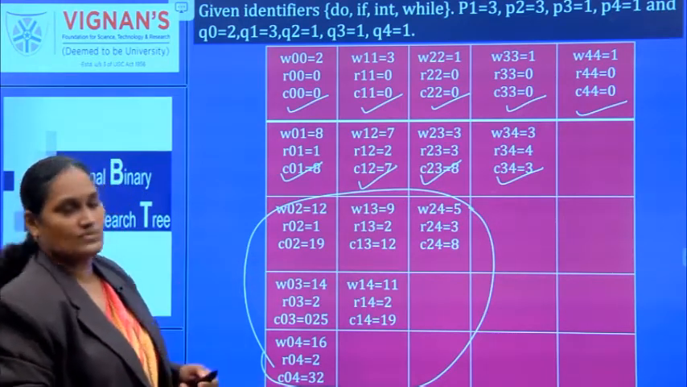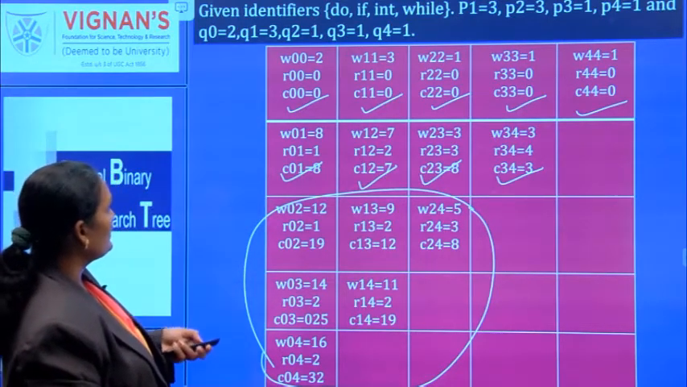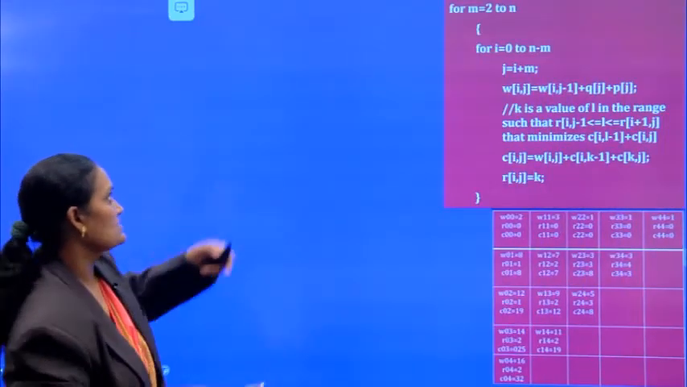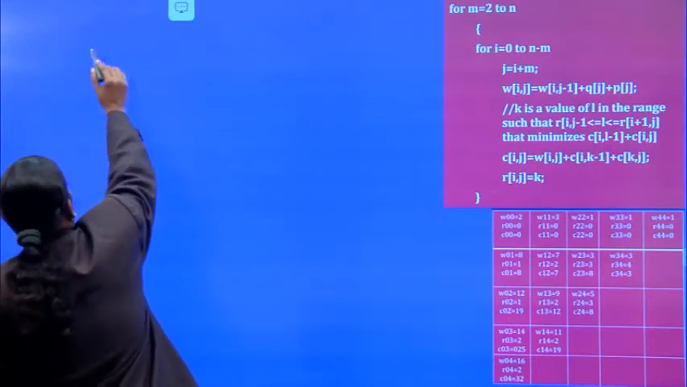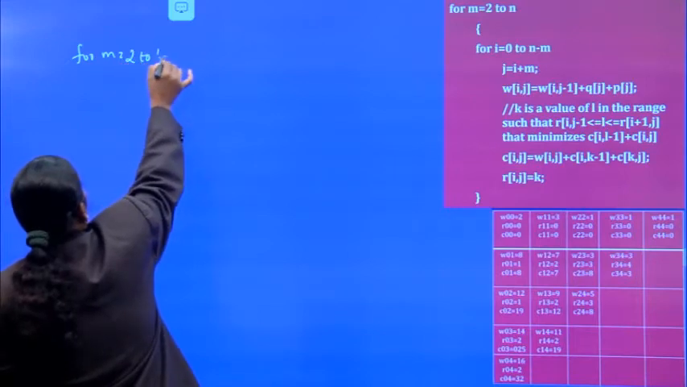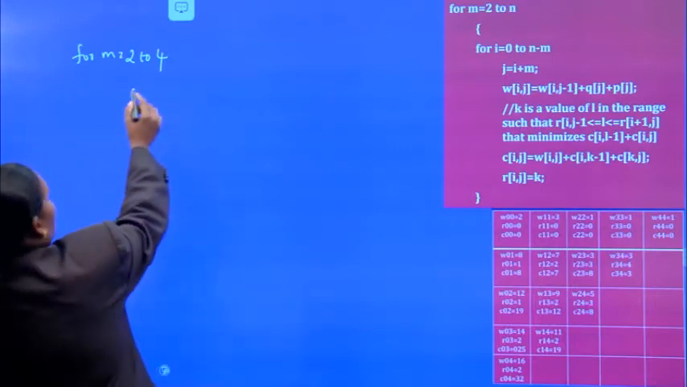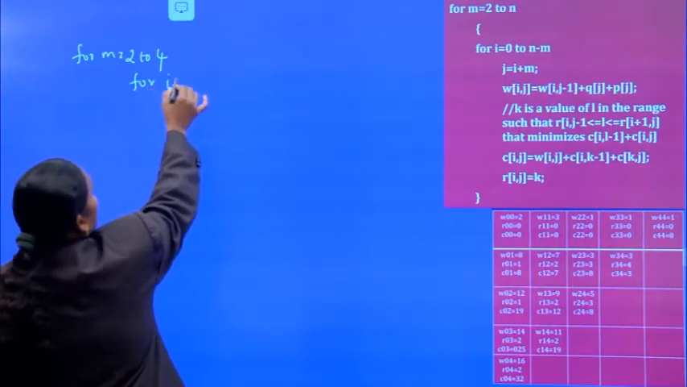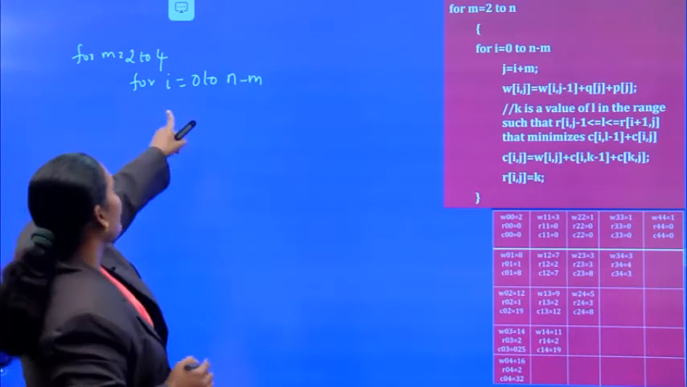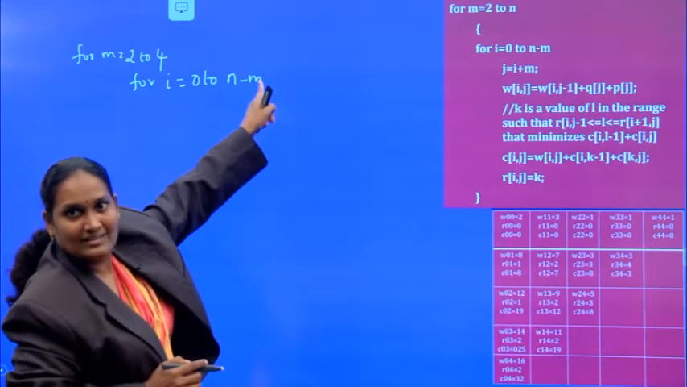How to find these values? Let us see how to find these values. I am going to explain. For m is equal to 2 to n, where n value is 4, so 2 to 4. And for i is equal to 0 to n minus m. Here the i value is based on the m value.